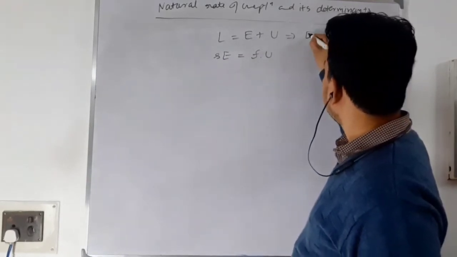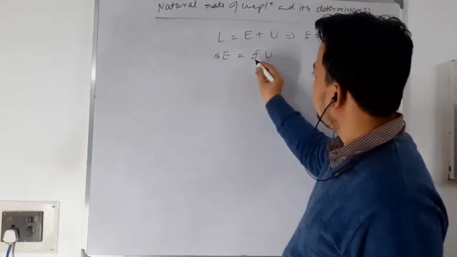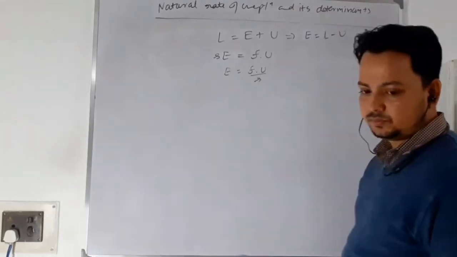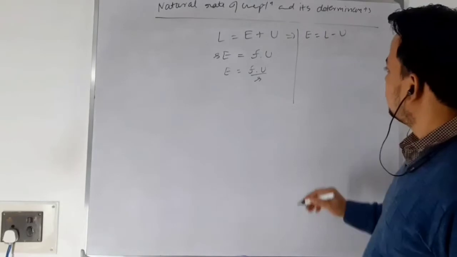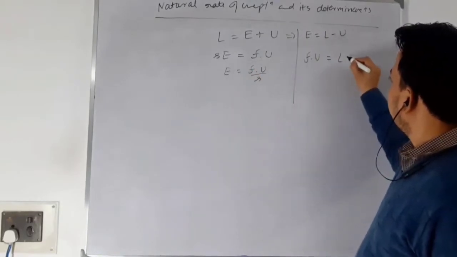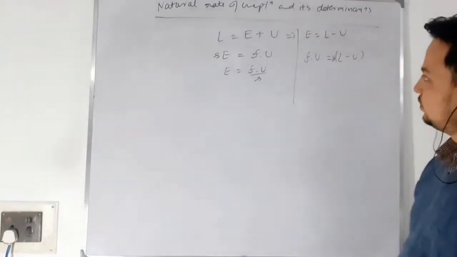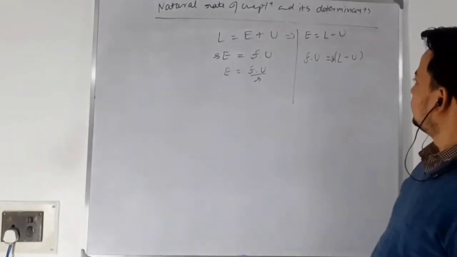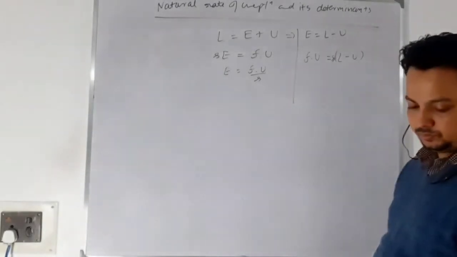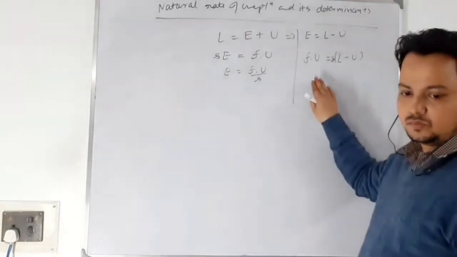What will I get? E equal to N minus U. And in place of E I can write F into U over S. So in place of E I am substituting this. This will be F into U equal to N minus U, then S will come here because it is in the denominator. Everyone, this part okay?